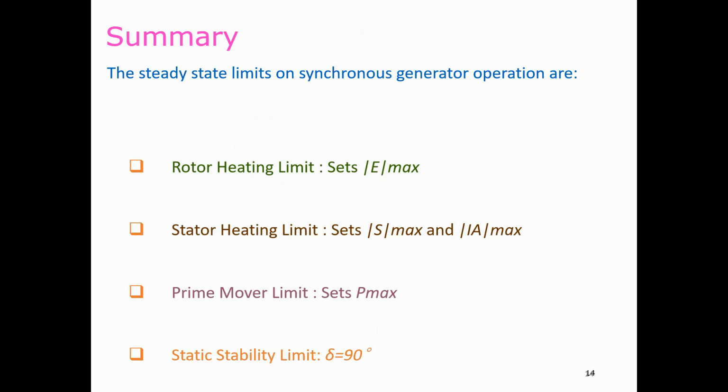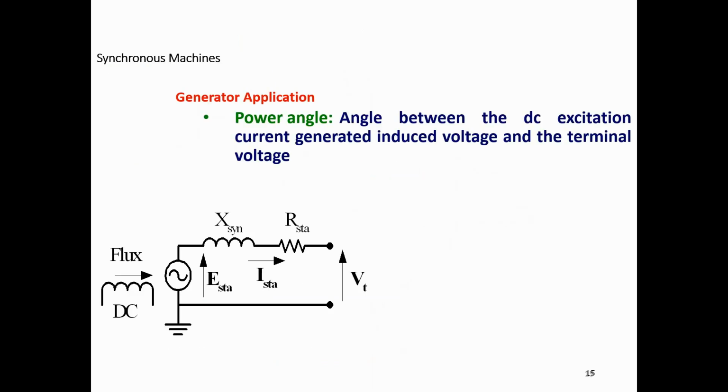Summary: the steady state limits of synchronous generator operation are the rotor heating limit, which sets E maximum, the stator heating limit, which sets Ia maximum, the prime mover limit, which sets P maximum, and the steady state limit, which sets delta maximum.